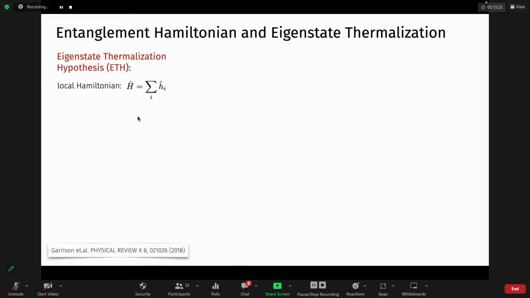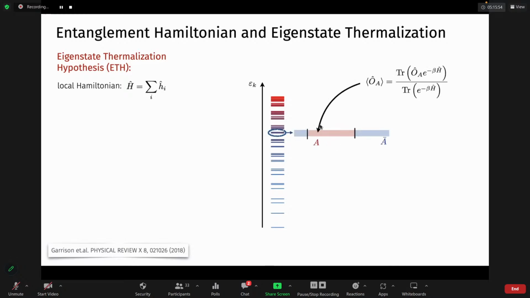And I would like to motivate this from a quantum statistical mechanics viewpoint, from something that's called the eigenstate thermalization hypothesis. Let's again take such a local Hamiltonian. In a generic case, this eigenstate thermalization hypothesis claims the following. If you diagonalize the Hamiltonian, you look at its spectrum, and you take some eigenstate of this Hamiltonian somewhere from the middle of the spectrum, and you look at local observables from some subsystem A.